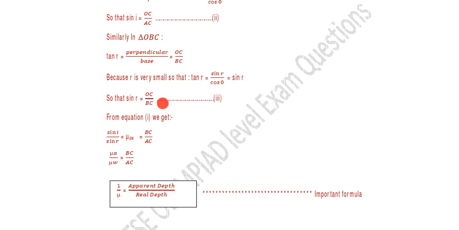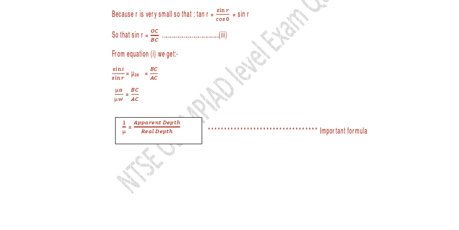Now we have equations 1, 2 and 3. By these three equations we will get sin I by sin R is equal to mu A W, and it is equal to BC by AC. Why? Because when you take sin I by sin R, the OC values cancel out each other. mu A W is equal to mu A by mu W. mu A is the refractive index of air, which is 1, and the refractive index of water is mu. So I will get this relation. This is a very important relation whenever we solve a problem in which we need to determine the apparent depth and the object is in a denser medium.